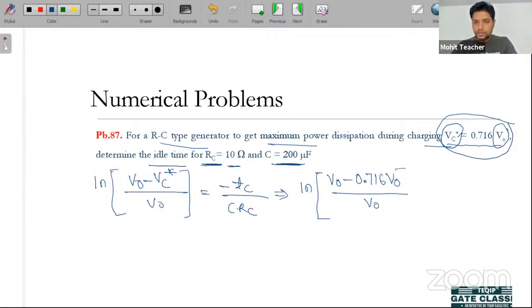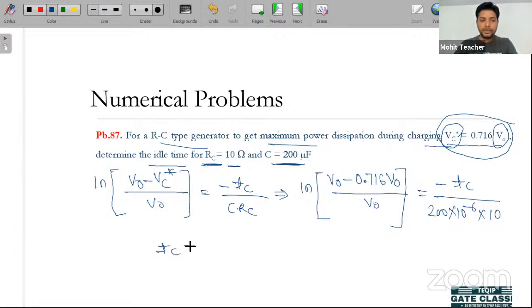So that will be equal to minus Tc, which we have to calculate, and C is 200 into 10 raised to power minus 6, into Rc. Rc is how much? That is 10 ohm. Okay, so please calculate the value from here. Just do not multiply this 10 raised to power minus 6. That we are keeping as such.